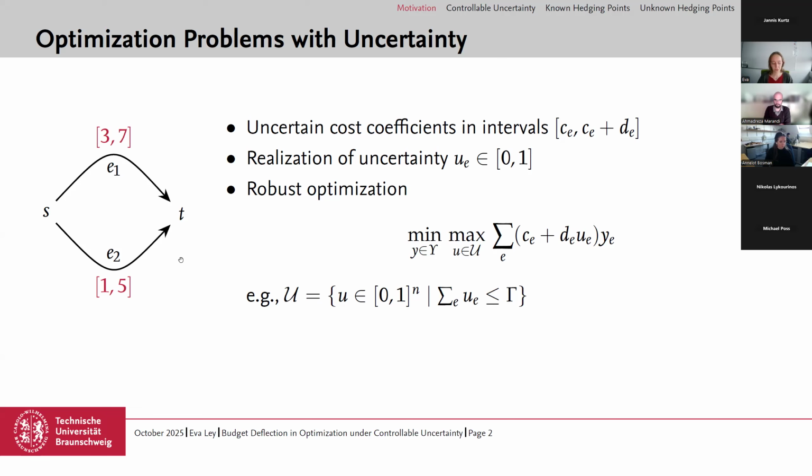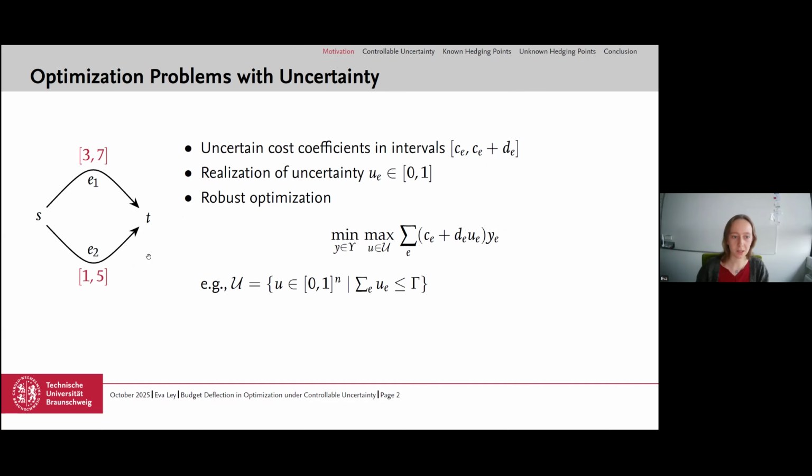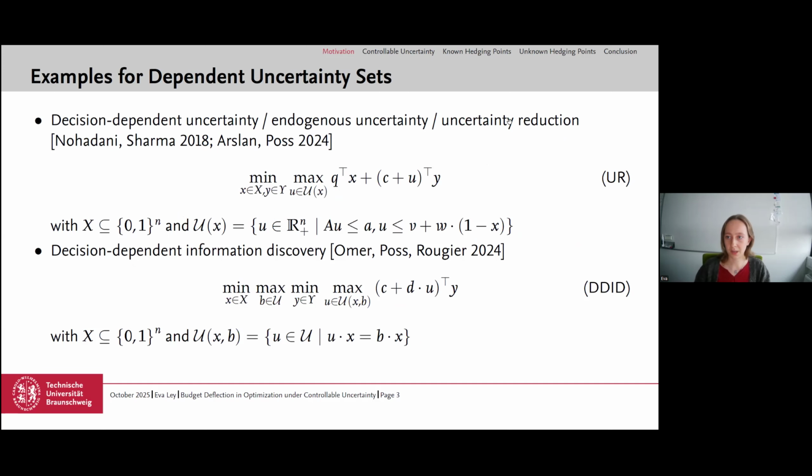Now, in a lot of real-world applications, it might be possible to reduce the uncertainty, for example, by doing some measurements or paying some insurance or paying an opponent in some case. And there are a few problem settings that have been studied using dependent uncertainty sets. Here are two examples that also have been shown in this webinar.